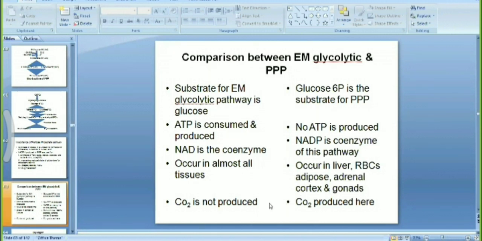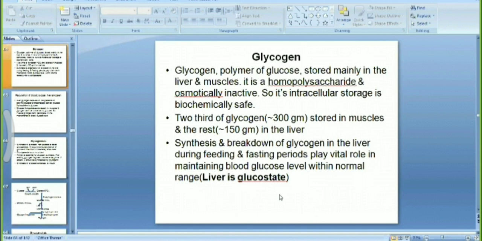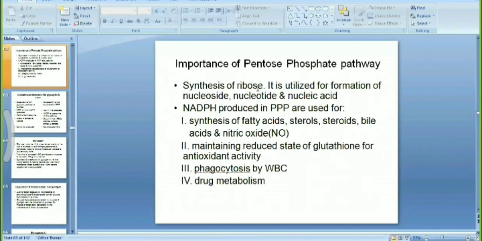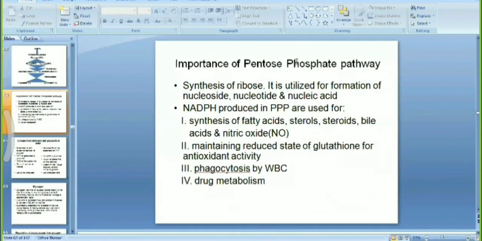We'll be then proceeding to the importance of pentose phosphate pathway a bit. Let us remember synthesis. Pentose phosphate pathway is very much important for synthesis of ribose, pentose sugar. This ribose is utilized for formation of nucleoside, nucleotide, and nucleic acids.